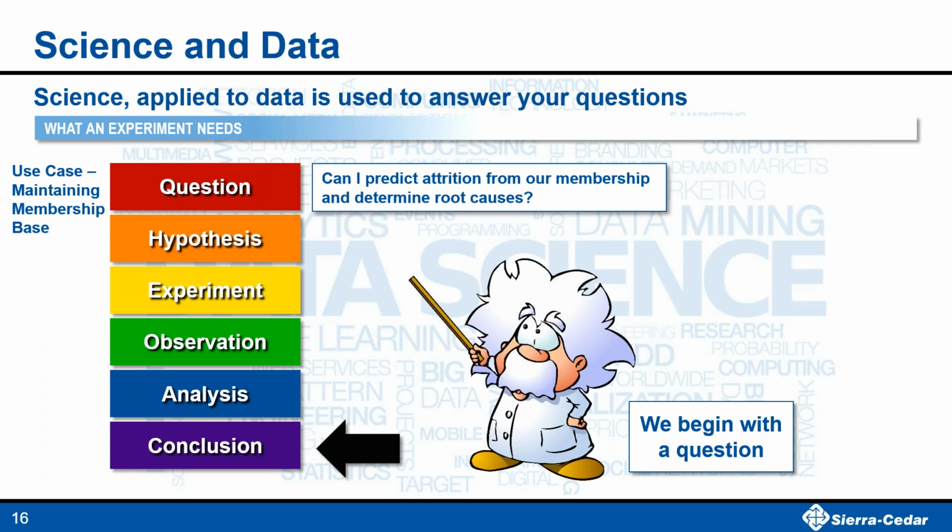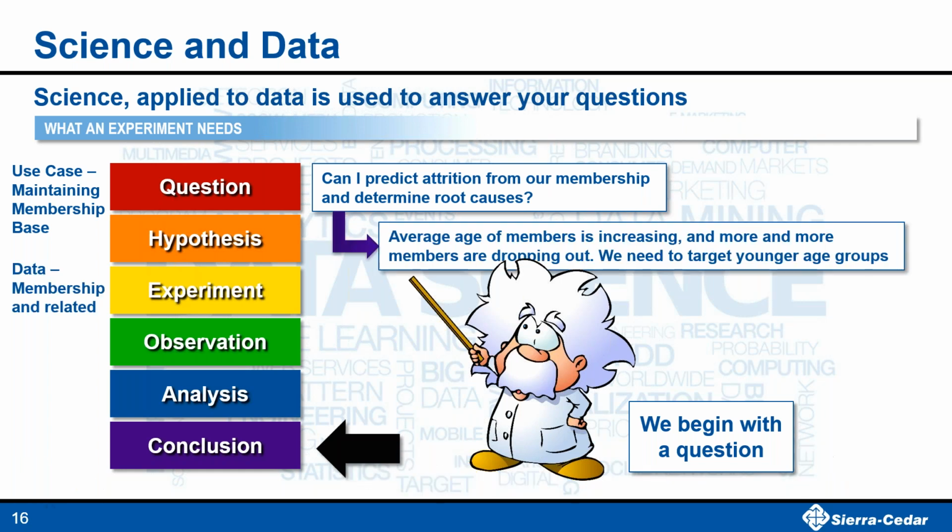So you have a hypothesis based on that, and using data, you're going to conduct some experiments, observation, and analysis. My hypothesis basically is the average age of members is increasing. I can see that, and more members are dropping out. So therefore, I think we need to target younger age groups. What I really want to be able to do is prove that.